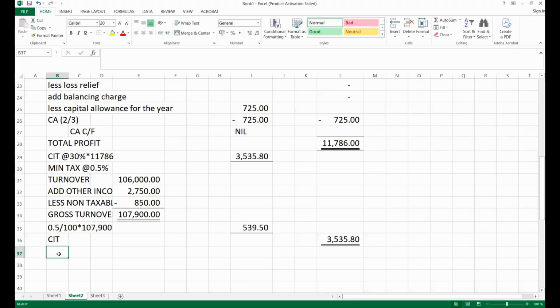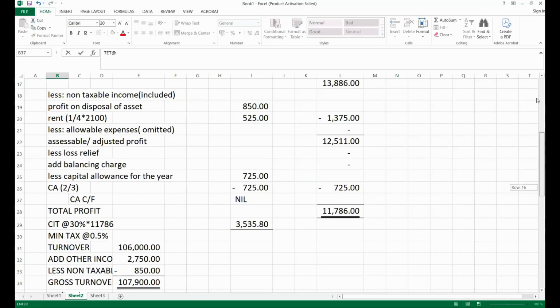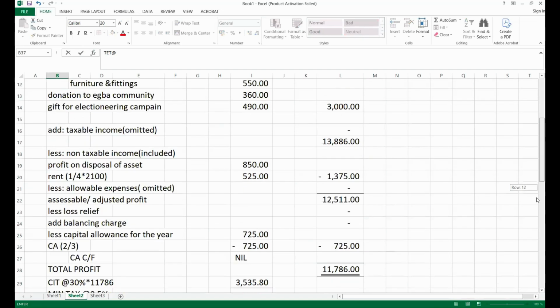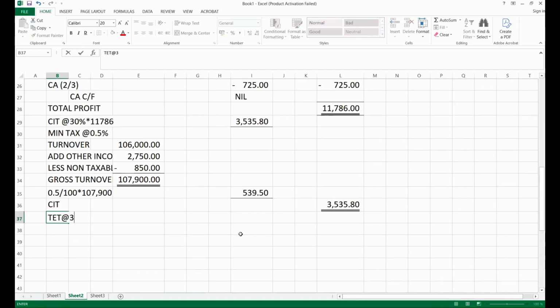Then we also have the tertiary education tax, at the applicable rate, which can either be 2%, 2.5, or 3%. This year of assessment is 2024. The rate for 2024 is 3%. This rate will be given to you by the examiner at the back of your question paper, so you don't need to stress yourself. Just look at the back of your question paper. You are going to meet this rate there.